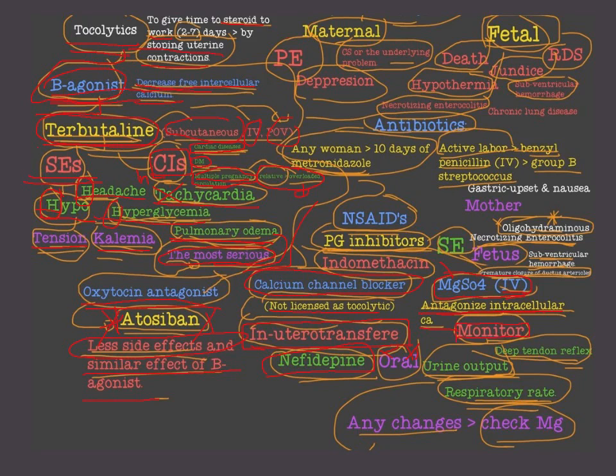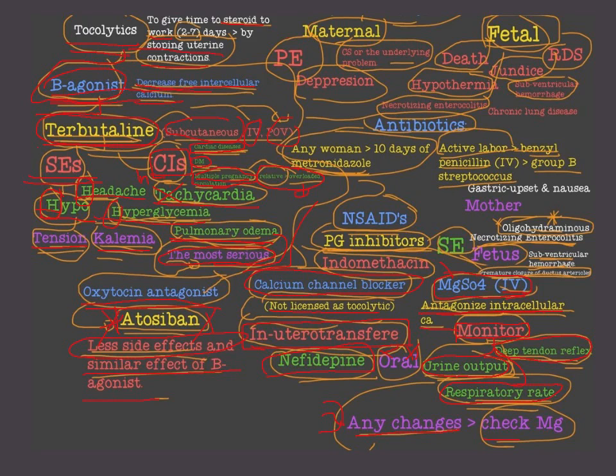The important thing here in MgSO4 is that you have to monitor it. How? By observing urine output, deep tendon reflex, and respiratory rate. You have to monitor the lung, the kidney, and the deep tendon reflex. If we have any changes in the urine output, in the respiratory rate, or in the deep tendon reflex, then we have to check magnesium, to make sure that we have no magnesium toxicity.